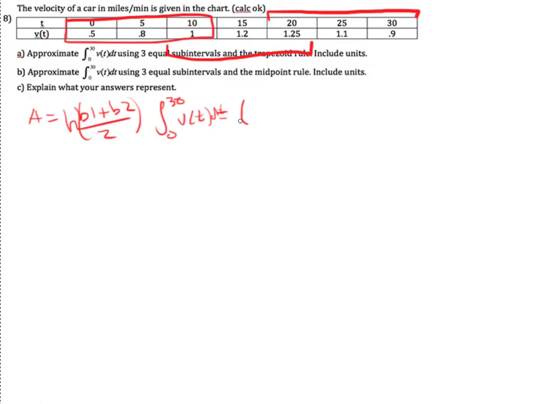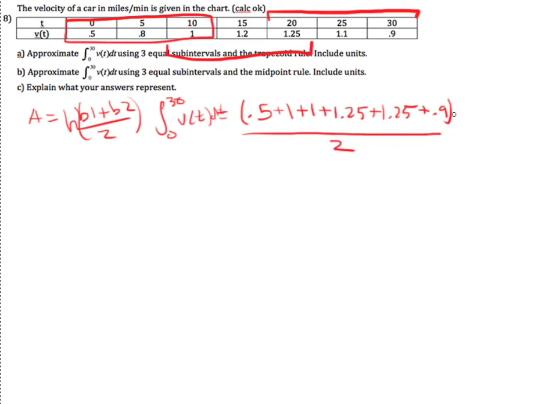So first, adding all my bases, the height of my bases are just my velocities at my endpoints. So 0.5 plus 1 plus 1, again, because it's shared, plus 1.25 plus 1.25 because it's shared, plus 0.9. Add all those up, divide them by 2 because of that guy right there. Multiply them by the height. The height is just the width of our trapezoids, our intervals.